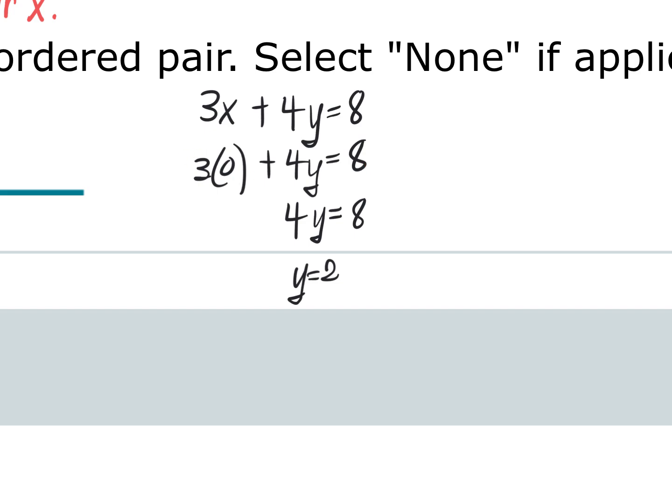Well, 3 times 0 is 0. It goes away, so you're left with 4y equals 8 right there. And to get the y by itself, you just want to divide both sides by 4 to get 2. So that gives you the point 0, 2.